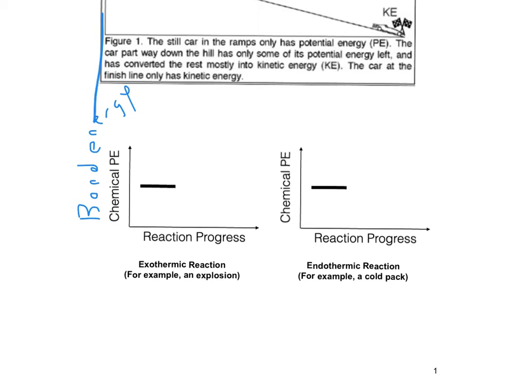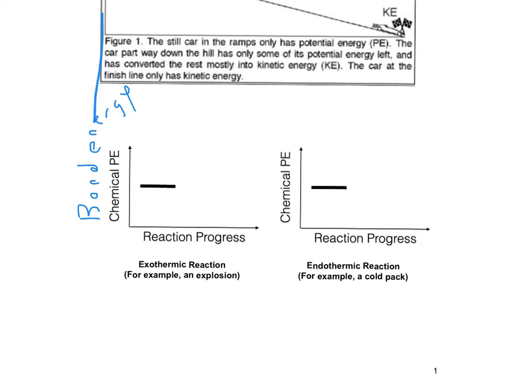So just like with the cart at the top of the ramp, it starts with an amount of potential energy, and you follow that potential energy as the cart goes down the ramp. In that case, the potential energy depletes. In chemistry, it can go either way. Either the bond energy or chemical potential energy can increase or decrease, so we have to be prepared for those two scenarios.